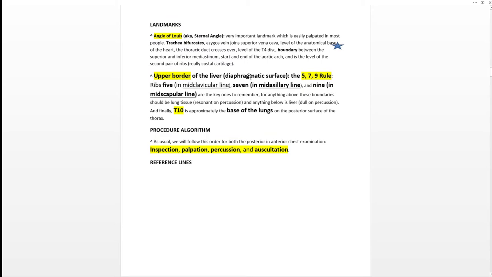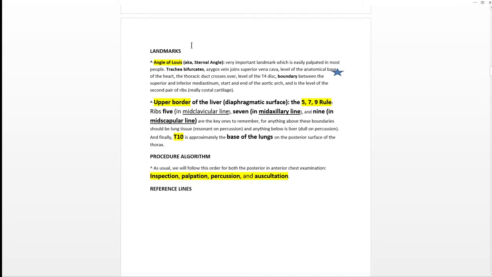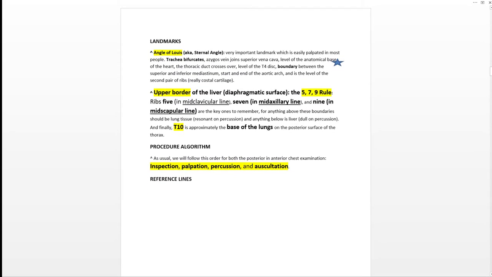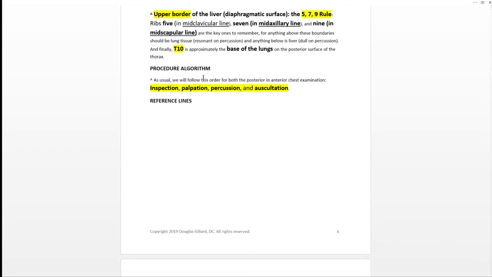Landmark, external angle of Louis, I think we know that. It's at the level of the T4 disc. That's also where the trachea bifurcates. That T4, that's a busy, busy landmark. Or the sternal angle, that was T4. Sternal angle is very easily palpated. That's the level that the trachea bifurcates, and a bunch of other stuff here. T4 level is where the superior and inferior mediastinum are split into two parts. We've talked about that in class.